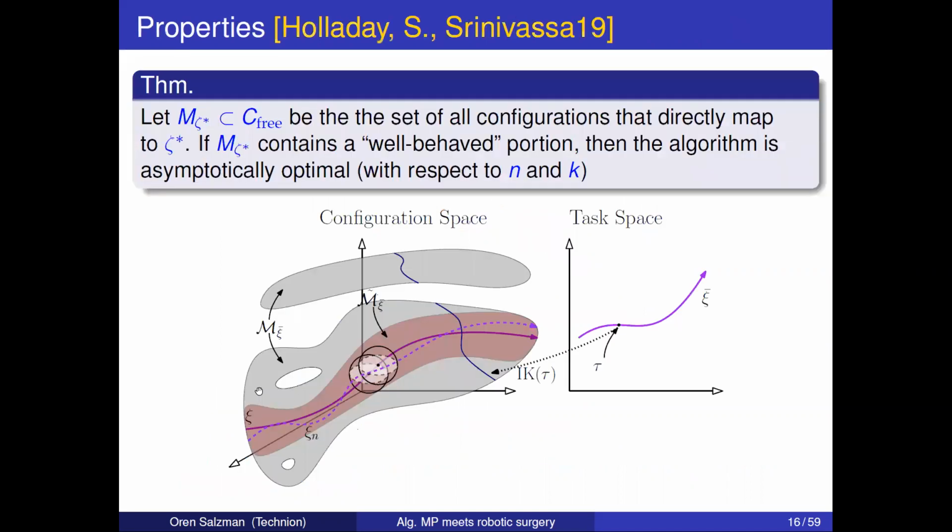And since we care about theory, we started this work and we said, okay, let's see what can we say about this path. And as long as our configuration space contains a well-behaved portion, which I'm not going to define formally, and you'll see why in a second, then the algorithm is asymptotically optimal, as long as we incrementally densify the number of samples, both the number of IK solutions and the number of layers, which is really cool.